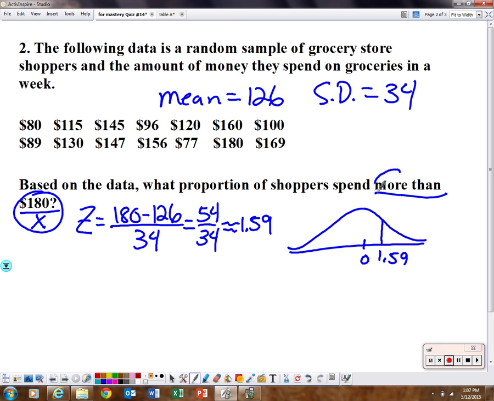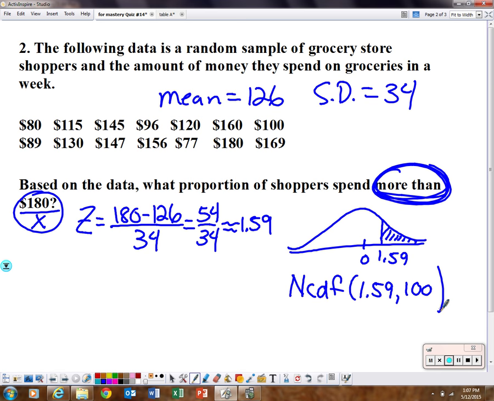Okay, now which way do we shade? It says more than, so we're going to shade to the right. All right, I'm going to do the calculator first this time. If we're going to use the calculator, we're going to go to normal CDF. Lower bound is 1.59, comma, and then upper bound, we're going to use 100 because it goes on forever.